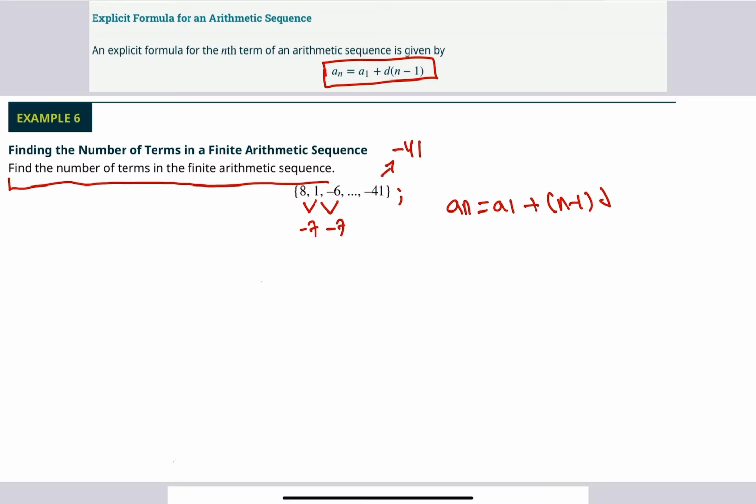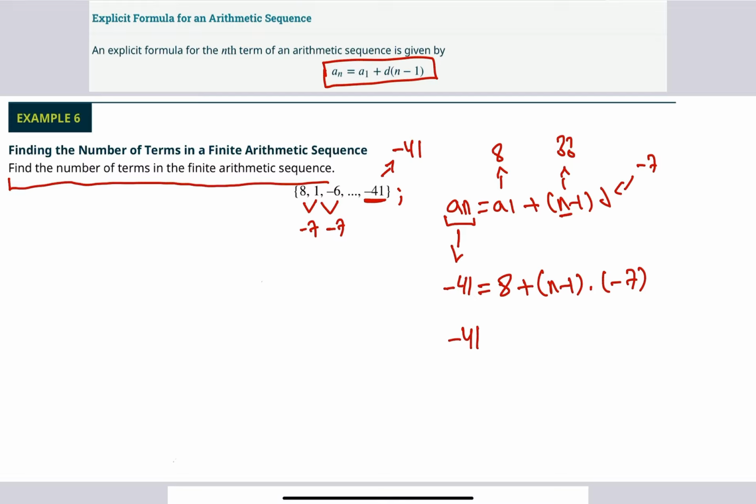I know d is negative 7, right? I don't know what the value of n is. I'm searching for that. I know a1 is 8, and an would represent negative 41, right? Because that's what we're searching for. We're searching for the nth term of negative 41. So an is negative 41. We're searching for n, so we're not going to plug in anything. a1 is 8 plus n minus 1 multiplied by d, which is just negative 7.